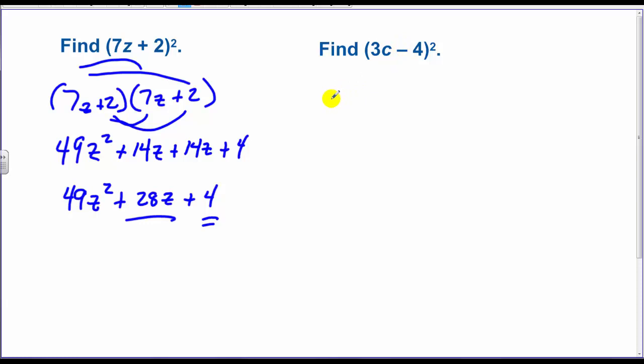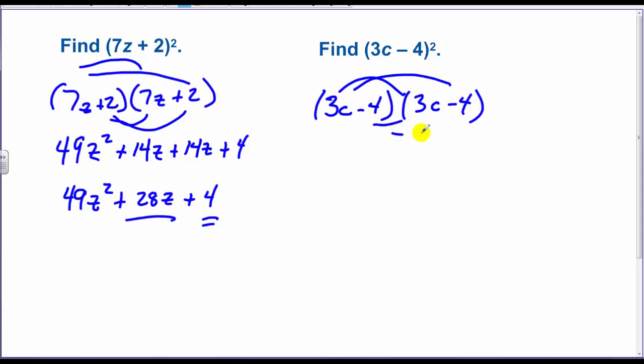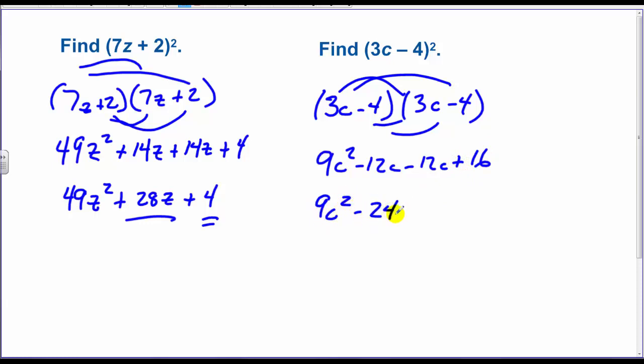So then we do the next problem. Again, big fan of writing this out twice. Going through and FOILing. So it's 9c squared minus 12c minus 12c plus 16, giving me 9c squared minus 24c plus 16. Last term, square of the second number in the binomial. Middle term, 2 times the product of the two binomial terms.